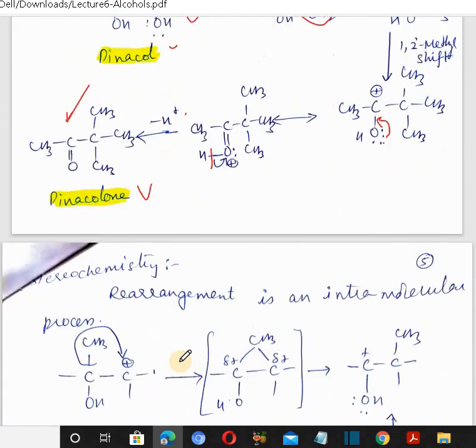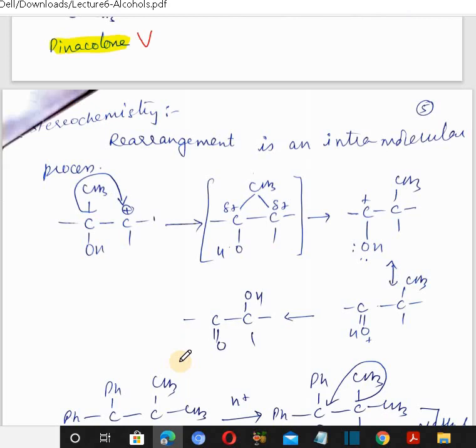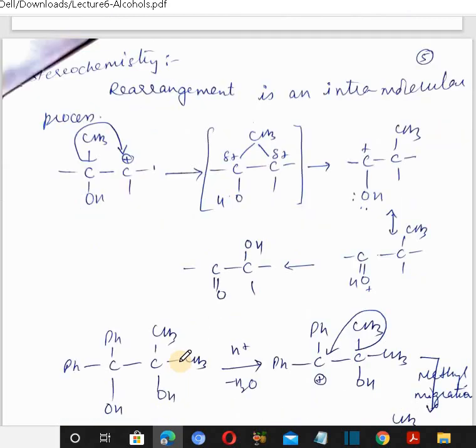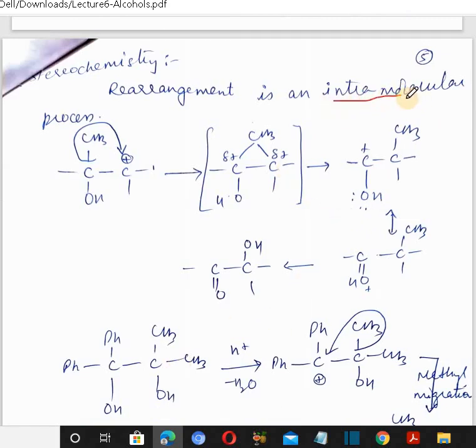Now comes its stereochemistry. In stereochemistry, this rearrangement is intramolecular, that is, the rearrangement of groups takes place within the molecule. When carbocation is formed in the mechanism, the methyl group from the adjacent carbon moves to this to get a more stable carbocation. So why does the adjacent carbon's group move to this?